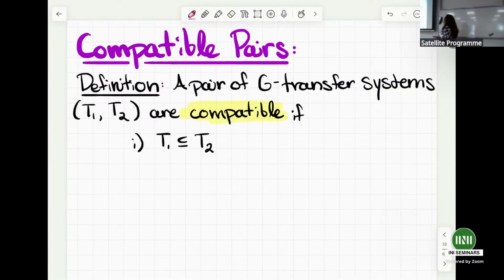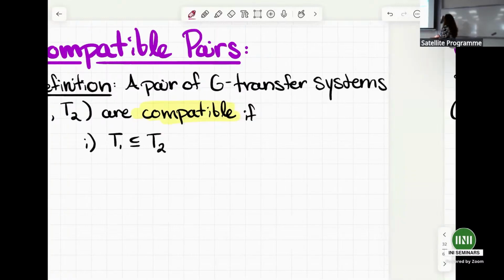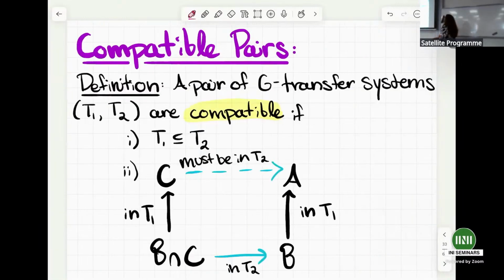So here I want my first one to be smaller. I want T1 to be contained in T2. They can be equal. And then I have this compatibility diagram. And so this is what Mike was talking about today. And I realized when Mike was doing it that it was reversed from how I present it, but this is by David Chan. He's the one who figured this presentation out.